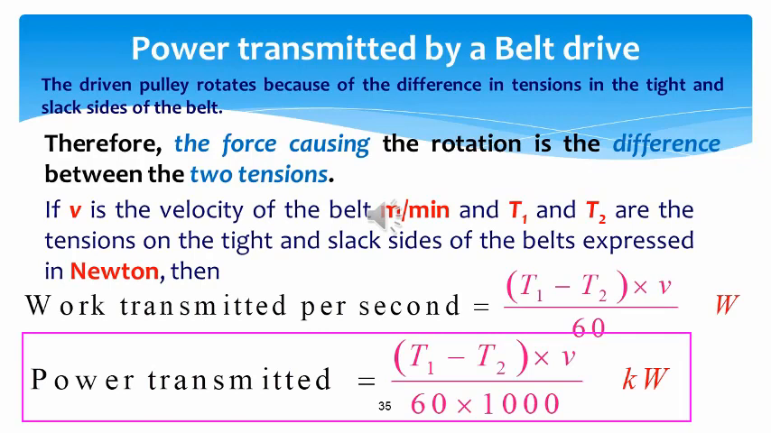So next one is power transmitted by a belt drive. The driven pulley rotates because of the difference in tensions in the tight side and the slack side of the belt. Therefore, the force causing the rotation is the difference between the two tensions. If velocity is represented by V for the belt in meters per minute, and T1 and T2 are the two tensions on the tight side and the slack side of the belt, expressed in newtons, then work transmitted per second can be expressed as (T1 minus T2) into V divided by (60 into 1000) kilowatts. So this is the expression for power transmitted by the belt drive.